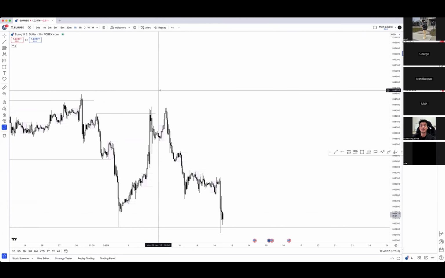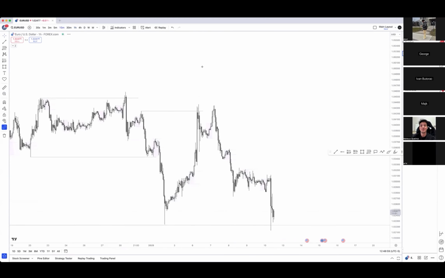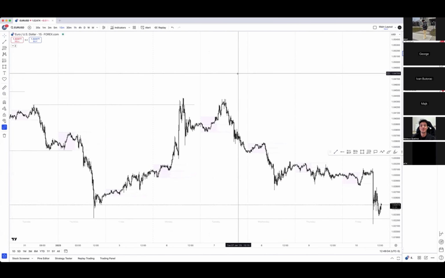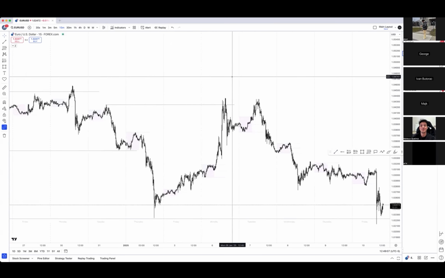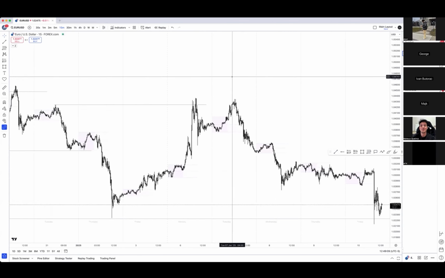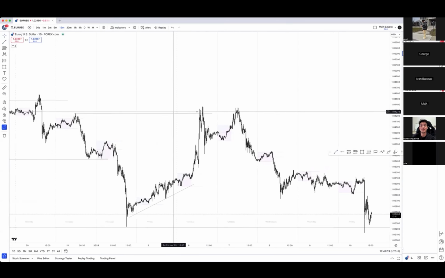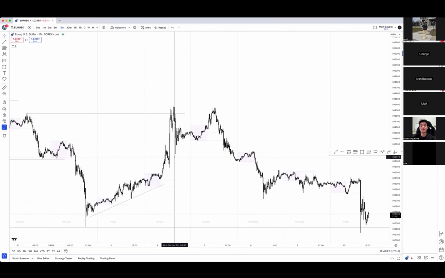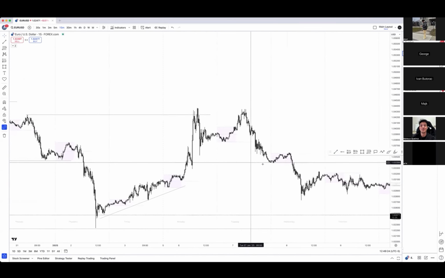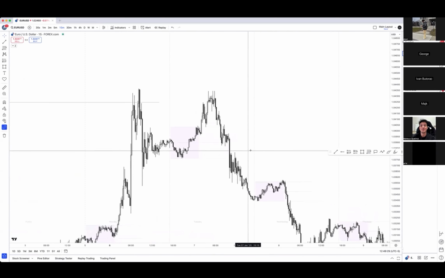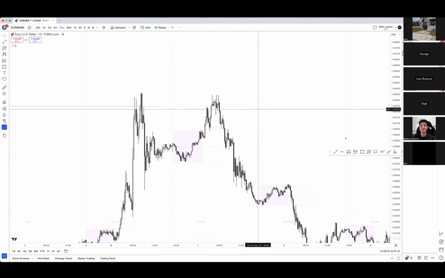I believe this was Monday. Let's look at the 15, maybe something. All right, so there's a bunch of liquidity right here. Moves to the upside, takes this out. Comes and engineers liquidity to the downside. I'll be honest, I don't like shorts here.